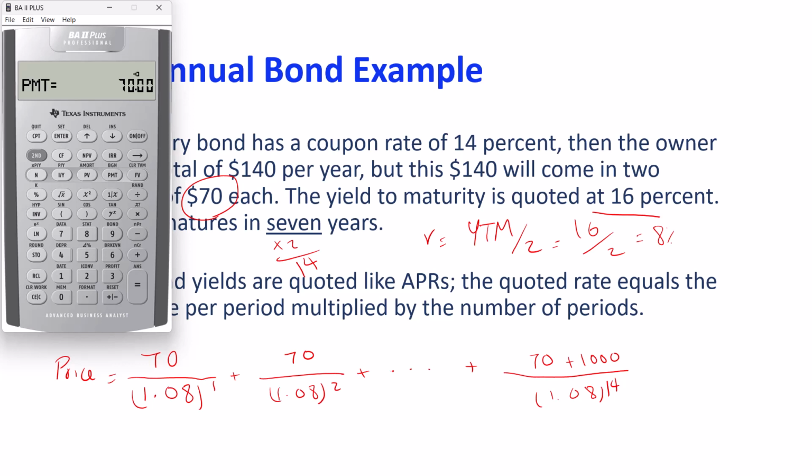Number of periods is 7 years multiplied by 2, because we need to find the number of 6-month periods, so 14. And then your rate is going to be the yield to maturity 16% divided by 2, because you need the 6-month rate. And then we can compute the present value. So you should see a price for this bond that is $917.56.